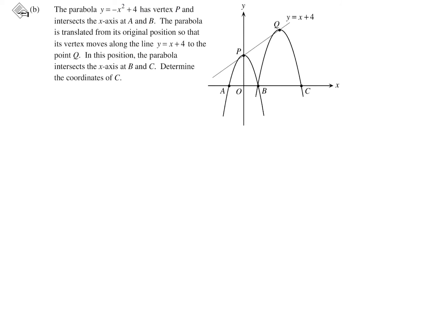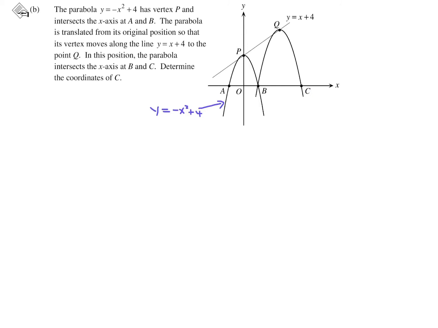The parabola y is equal to minus x squared plus 4 has a vertex at P. So that is right there. Y is equal to minus x squared plus 4. It intersects the x-axis at A and B, as shown. The parabola is translated from its original position so that its vertex moves along the line y equals x plus 4 to the point Q, right there. In this position, the parabola intersects the x-axis at B and C. Determine the coordinates of C.